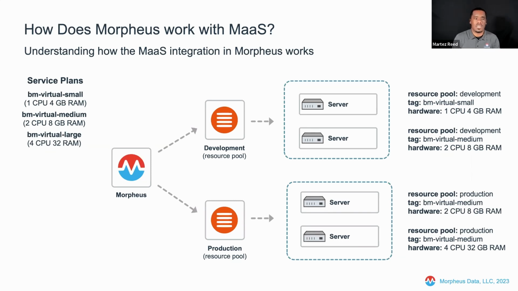So one of the things that we see also is the service plans that I've defined are 1 CPU, 4 gigs of RAM as a small, 2 CPU, 8 gigs of RAM as a medium, 4 CPU, 32 gigs of RAM as a large, just as examples. Certainly you can get much more granular and slice and dice it however you desire, but it does walk through the scenario of what that would look like from the Morpheus perspective.